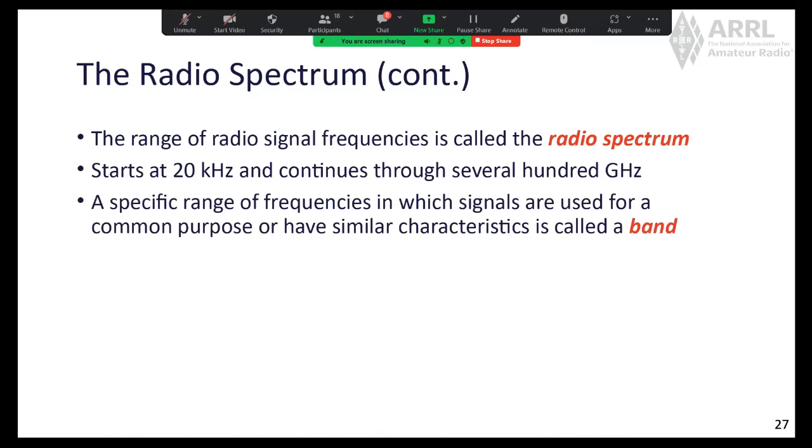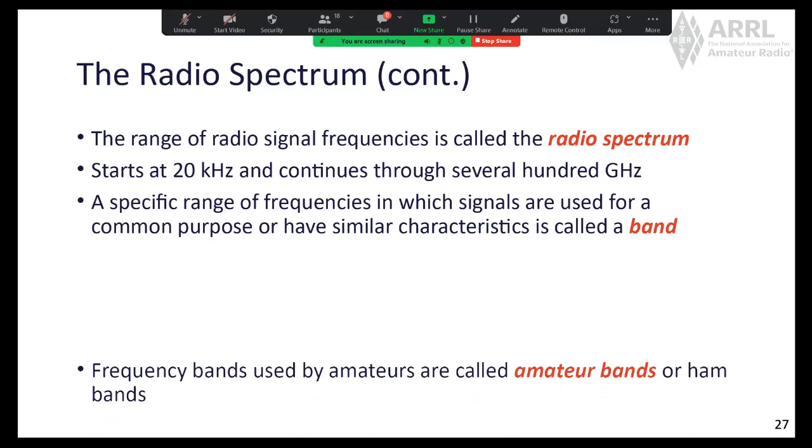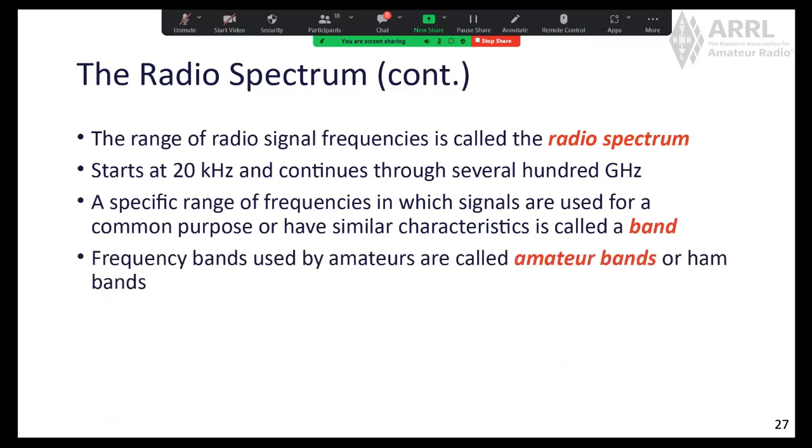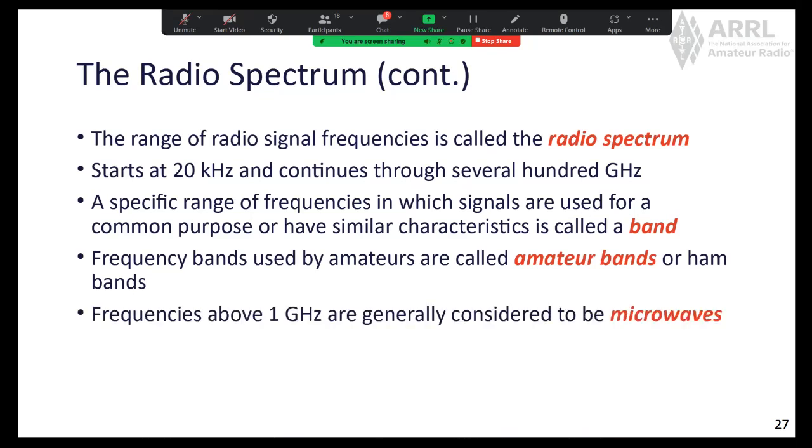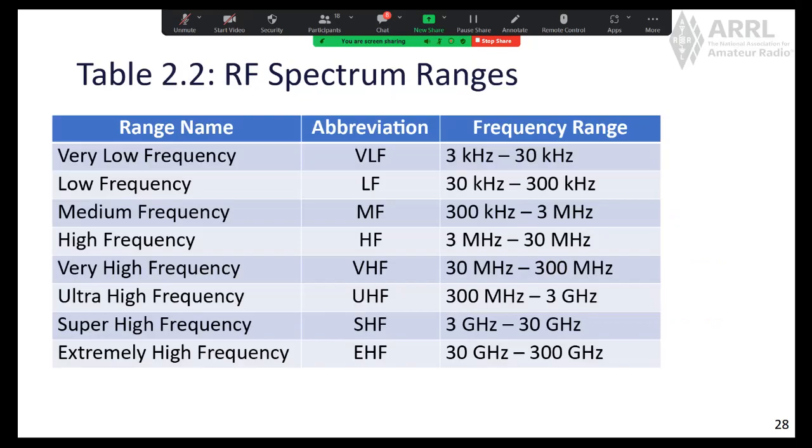A specific range of frequencies in which signals are used for a common purpose or have similar characteristics is called a band. Frequency bands used by hams are called amateur bands or ham bands. Frequencies above 1 gigahertz are considered to be microwaves. And this is what I went through before.